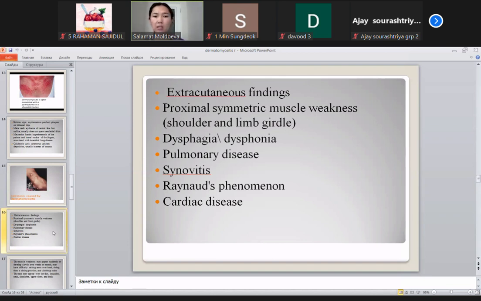Raynaud's phenomenon sometimes might be the first syndrome of the disease. Raynaud's phenomenon might be present in different types of disease. In SLE also sometimes, in dermatomyositis more often, and for systemic scleroderma it's a 100% specific syndrome. That's why when you find Raynaud's syndrome in a patient, don't be sure that it is systemic scleroderma. Sometimes it might be dermatomyositis or SLE also.